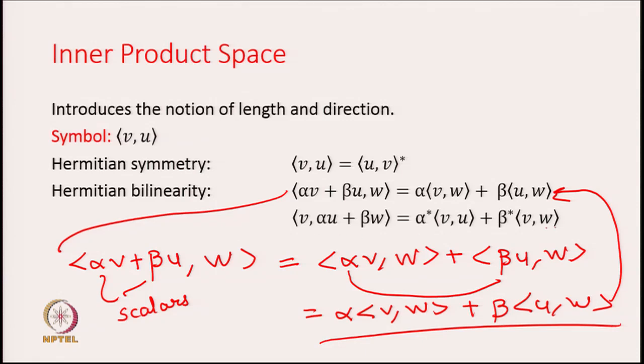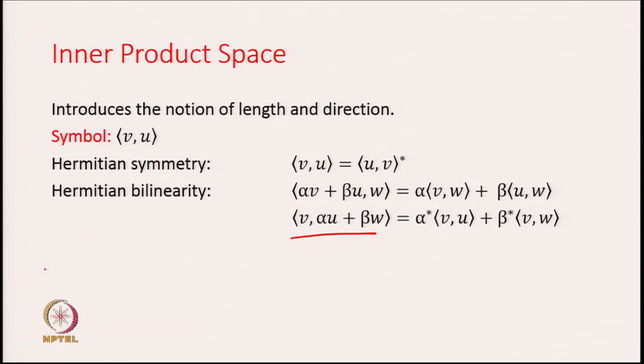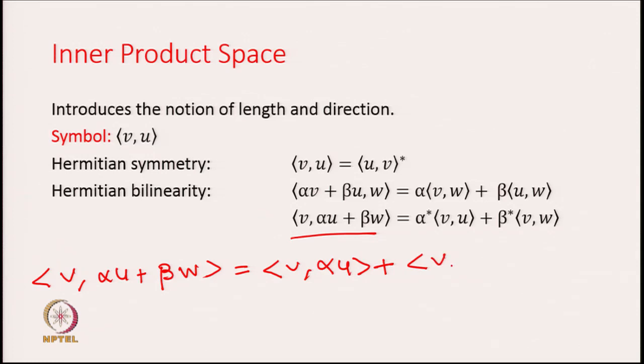Now, let us see what we mean by this equation. What does this state? If I want to take the inner product of vector v with alpha u plus beta w, first invoking linearity, I can write this, and then I again have to pull out these scalars, but remember now these scalars are sitting with the second vector. And now if these scalars come out, they will come out with conjugate.